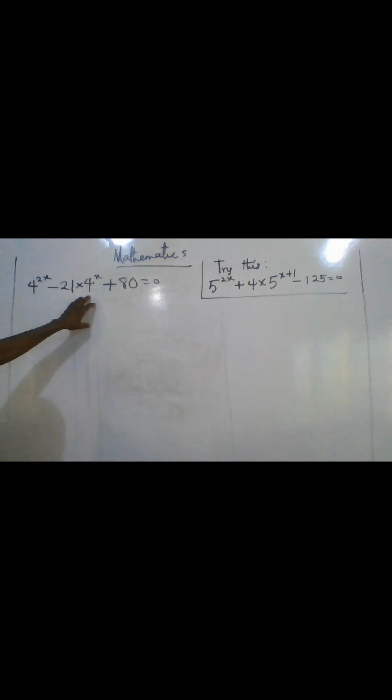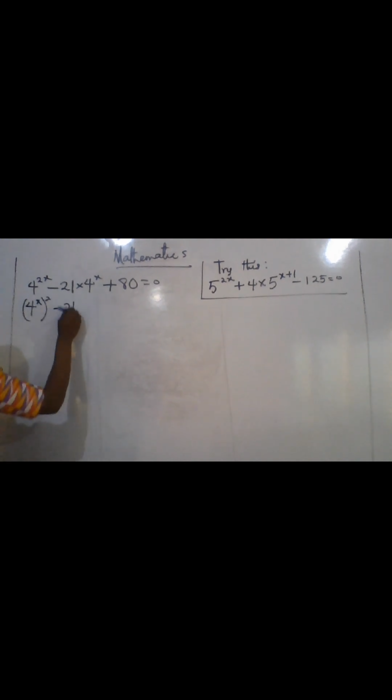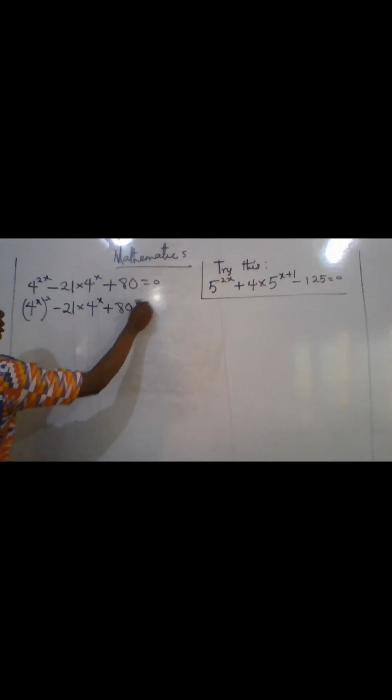We have this question on the board: 4^(2x) minus 21 times 4^x plus 80 equals 0. Now, how do you think you can solve this question? Very easy. Now, rewrite this expression in a convenient way. For example, you can write it like this: (4^x)^2 minus 21 times 4^x plus 80 equal to 0.